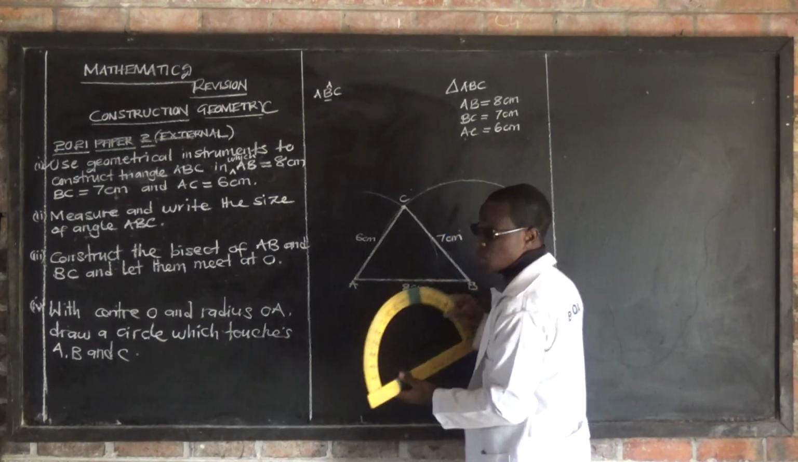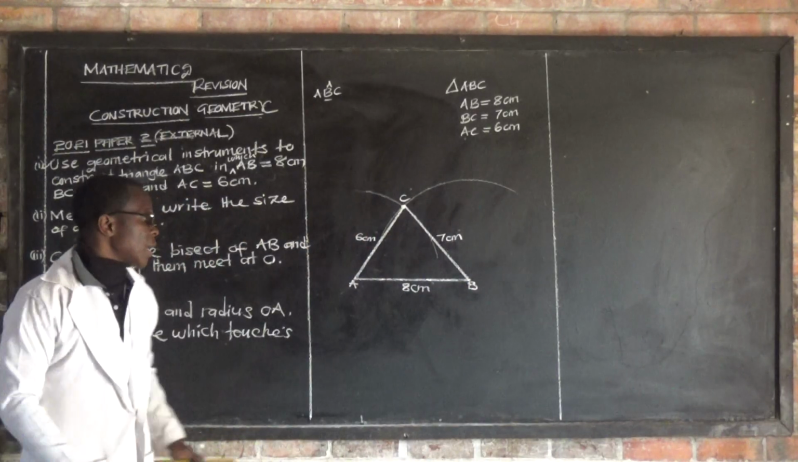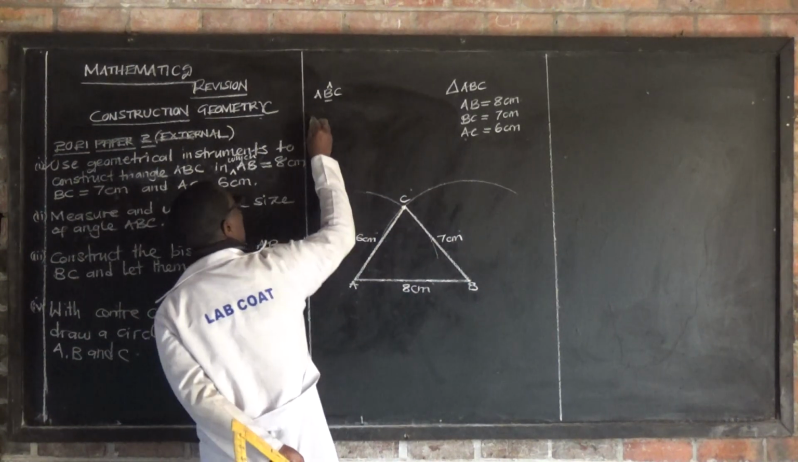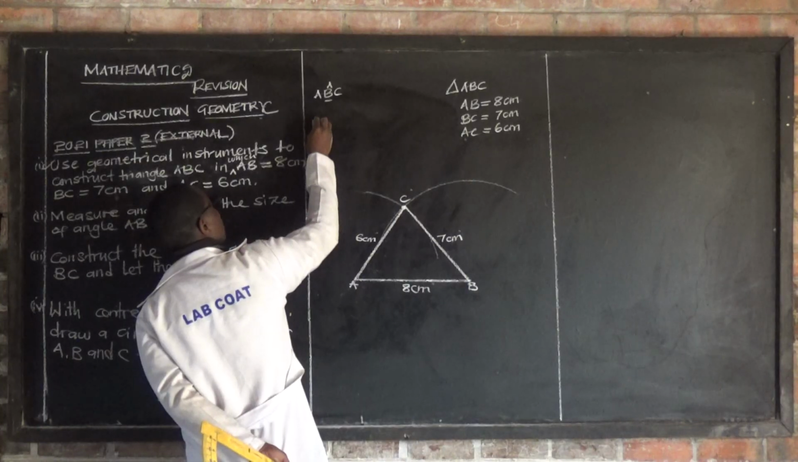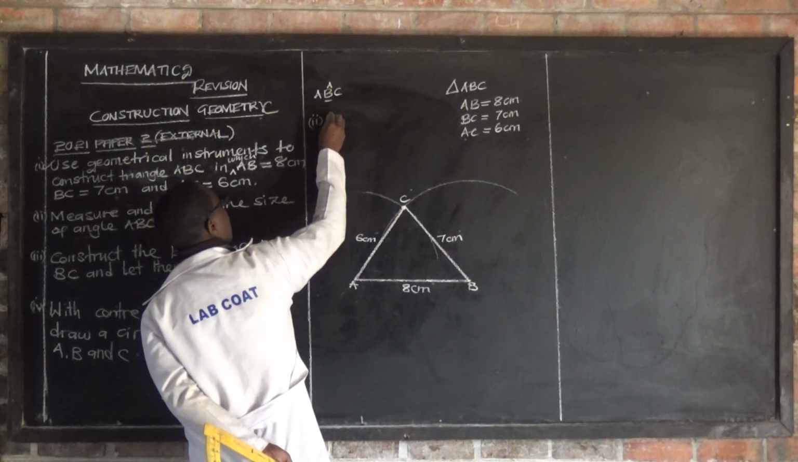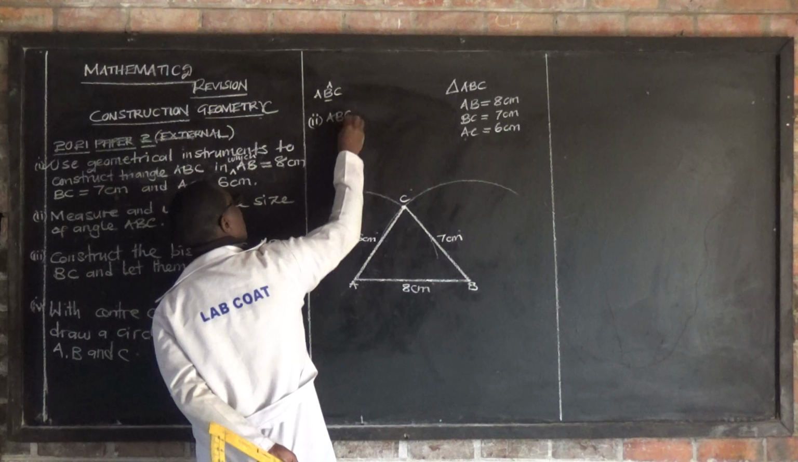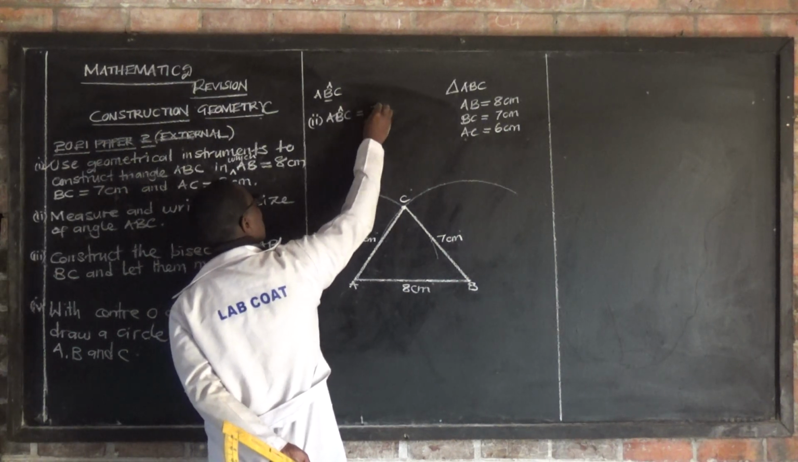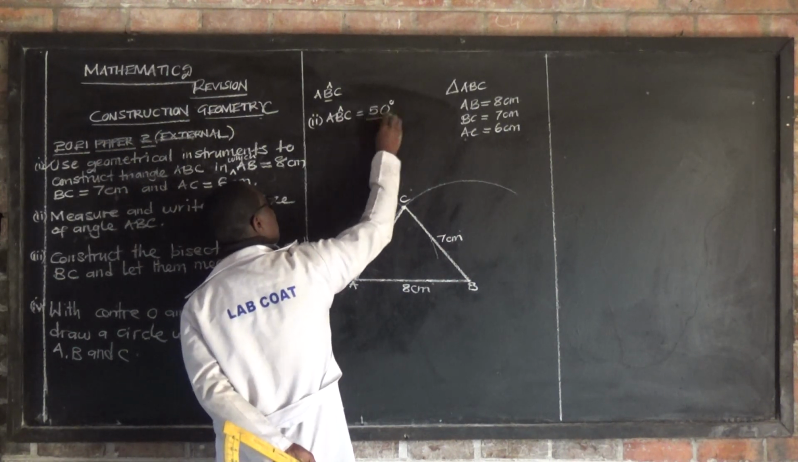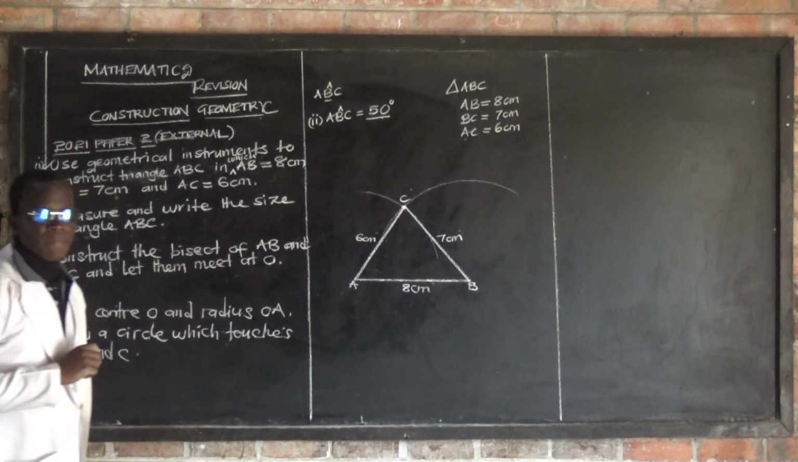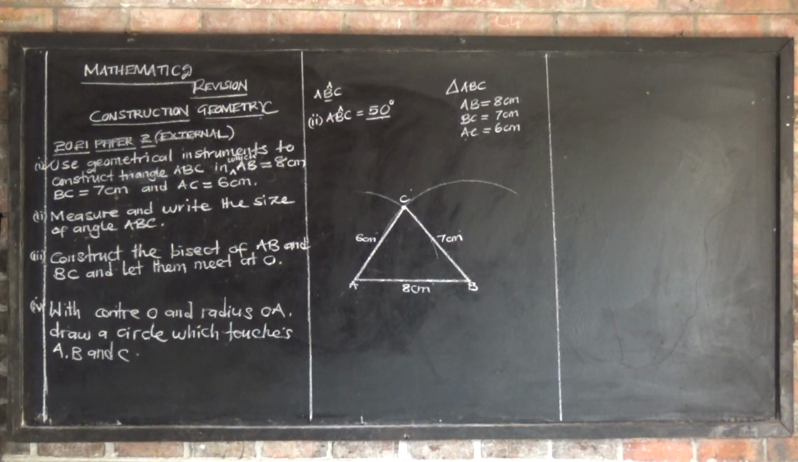So you now write. You're supposed to write: Roman numeral 2, angle ABC is equal to 50 degrees. Are we moving together? Is it okay with you? Is it fine? So we are done with question 1.